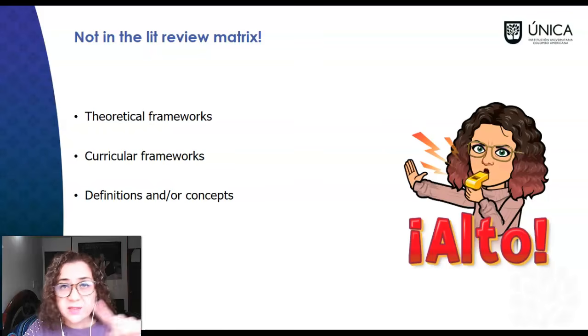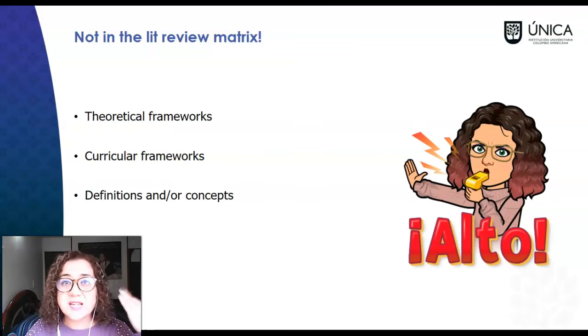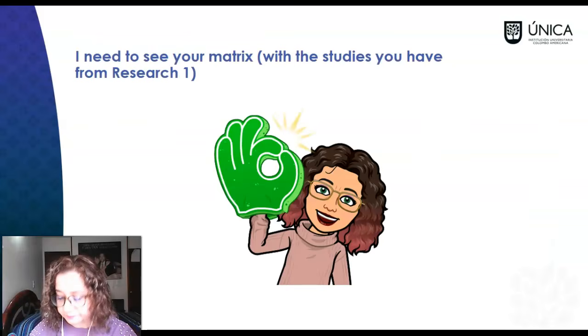So, not in the literature review matrix. What shouldn't we have here? We shouldn't have theoretical frameworks. We shouldn't have curricular frameworks. We shouldn't have definitions or concepts. Why? Because that belongs in the theoretical framework, and what you're doing here is constructing your literature review.